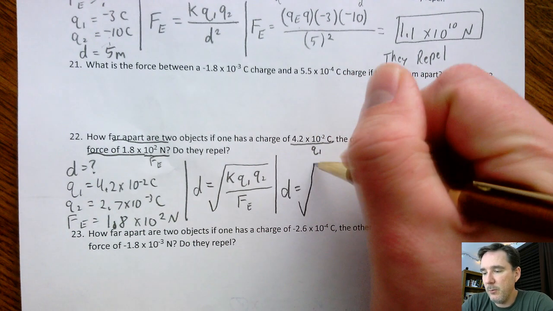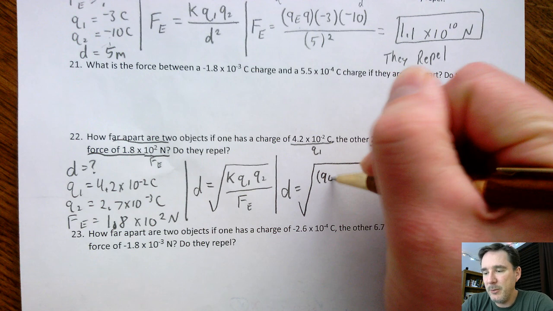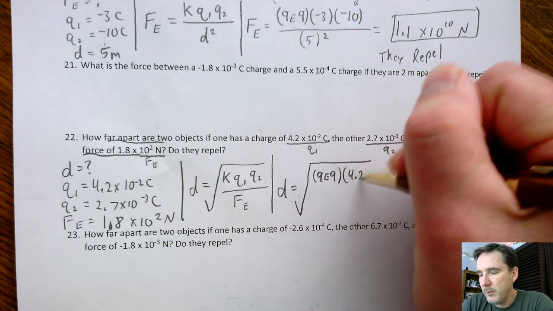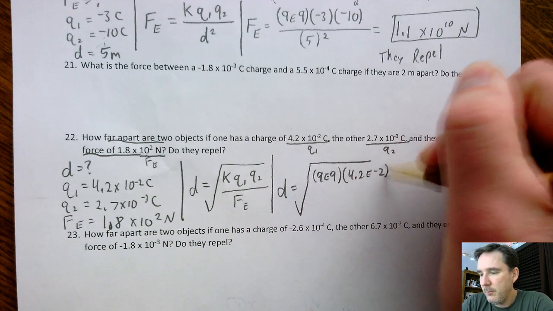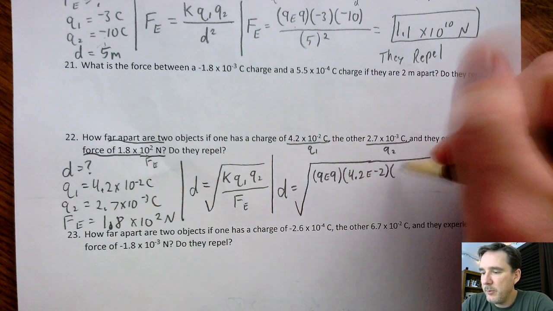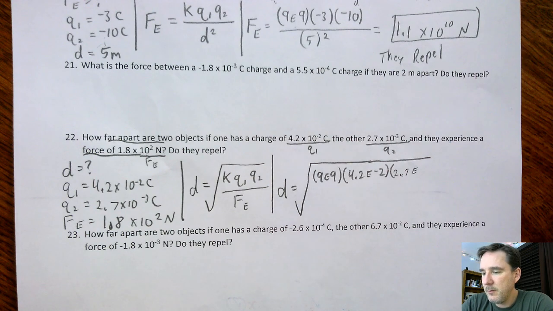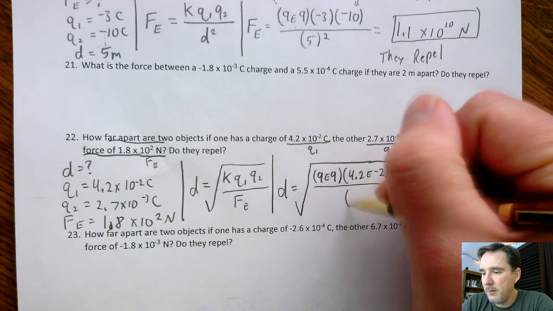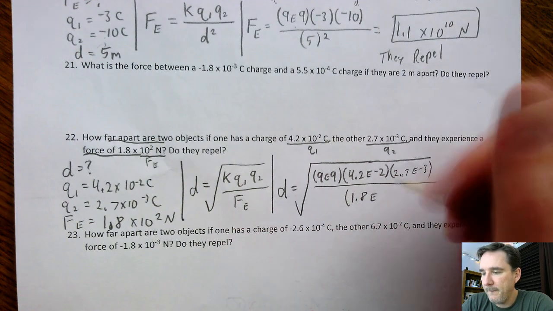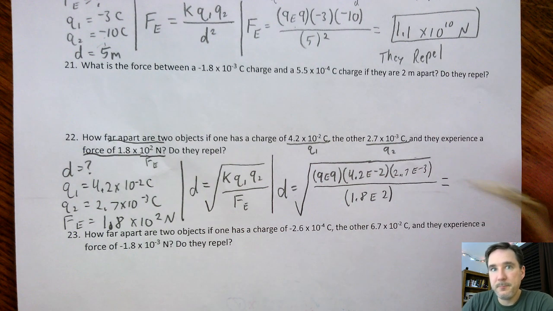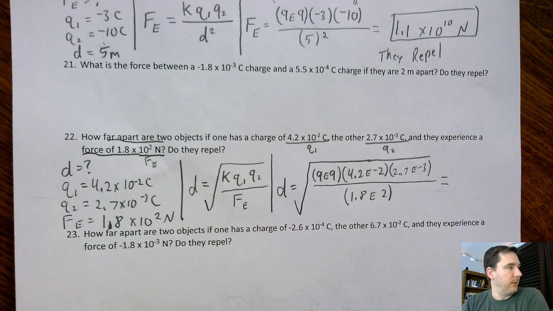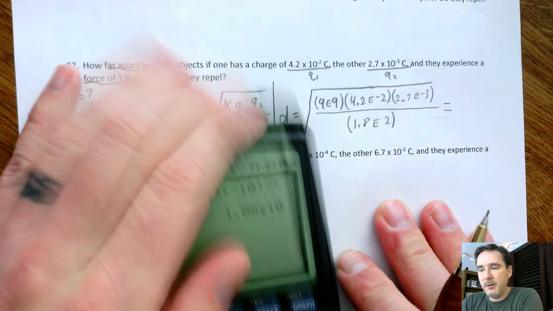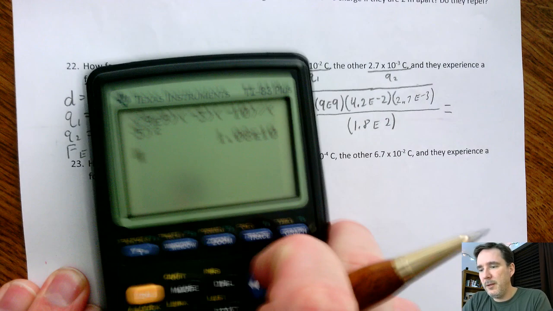So distance is the square root of all this, 9, and I'm doing calculator version again, 9E9 times Q1, so 4.2 E negative 2, running out of square root, times Q2, 2.7 times 10 to the negative 3, divided by the FE, 1.8 times 10 to the 2, not squared. Okay, so that's what it's going to look like. I'm going to put it into my calculator almost just like that. You know what, I'm covering it. You're probably writing stuff down. Well, it's a video. Go back and pause it, and then you can write stuff down.